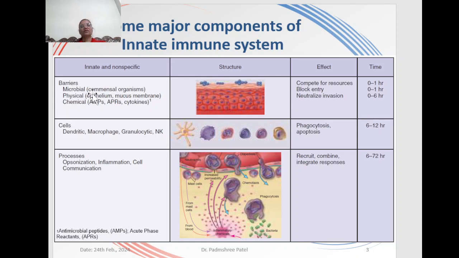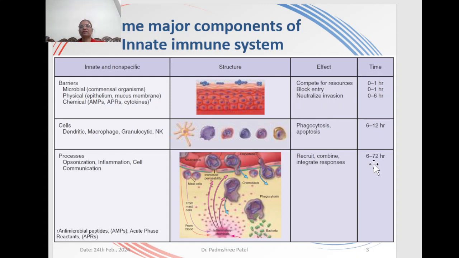Second, the commensals or the normal flora organisms existing on the site of entry may afford you protection by competing with the pathogen for a variety of resources. Chemicals like antimicrobial peptides, acute phase reactants, and cytokines are a type of chemicals giving the innate response, and they try to neutralize the invader.